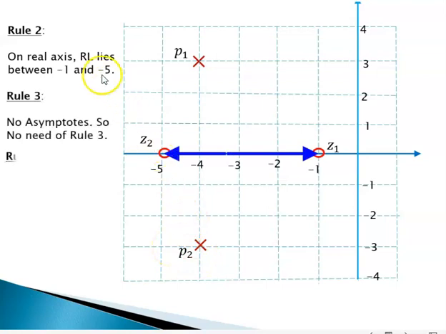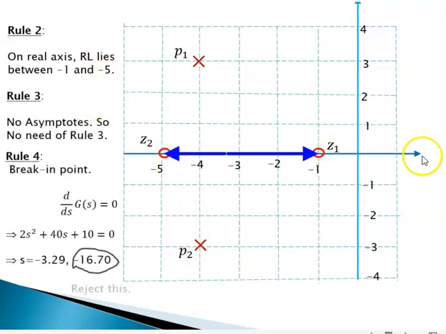On the real axis, you don't have any root here, you have a root here, and you don't have any root here. You have a break-in point because one branch of the root locus has to begin at P1 and go to either Z1 or Z2. Another branch has to start at P2 and go to either Z1 or Z2. If this branch goes to Z1, the branch starting here goes to Z2, and so on.